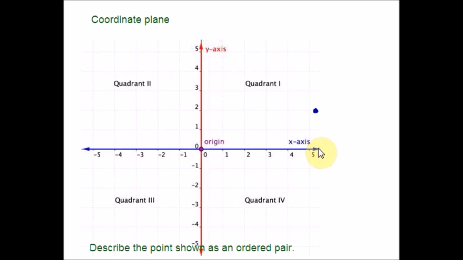And then move from 5 up to the point and read the number on the y-axis. This is the y coordinate and it is written second in the ordered pair. The point shown is the ordered pair 5, 2. So this is the description of the point shown as an ordered pair. Hope you're clear with this example.